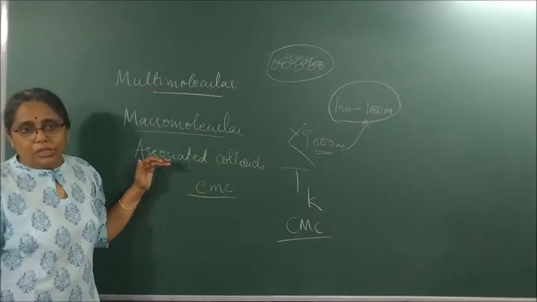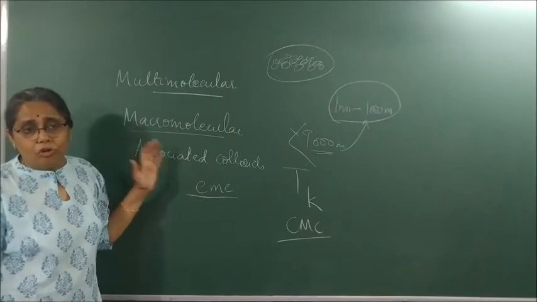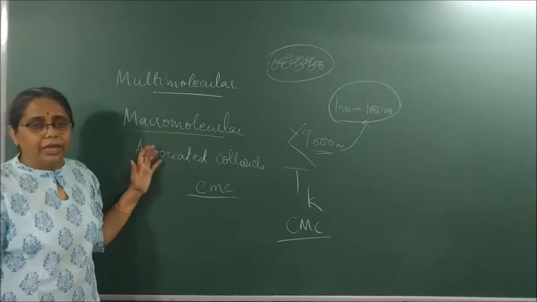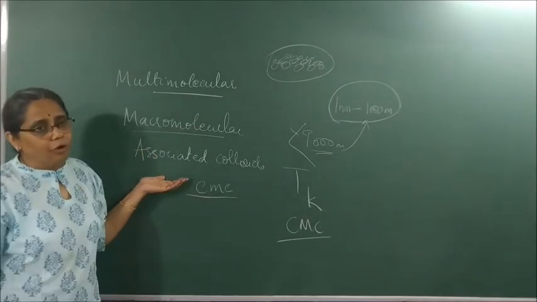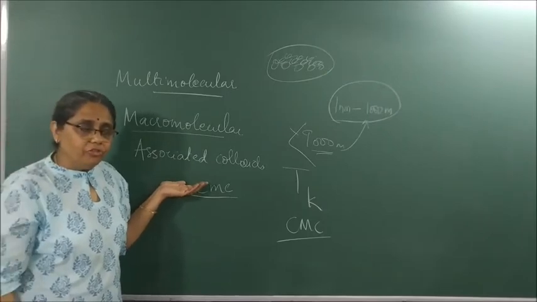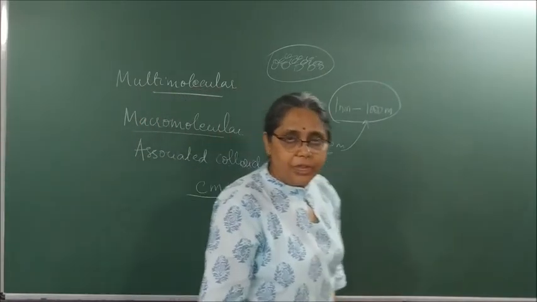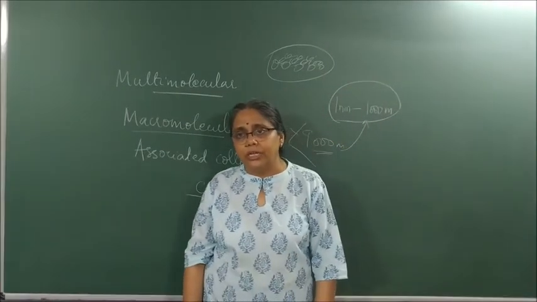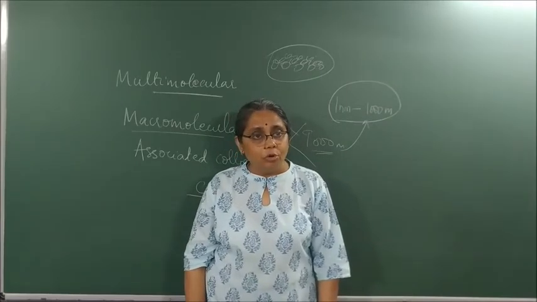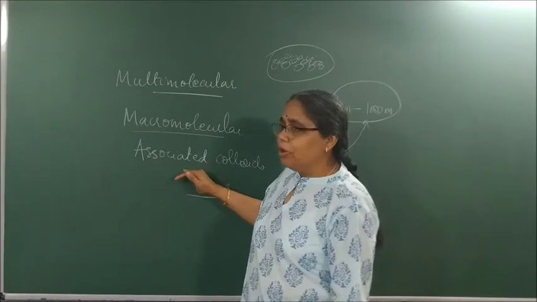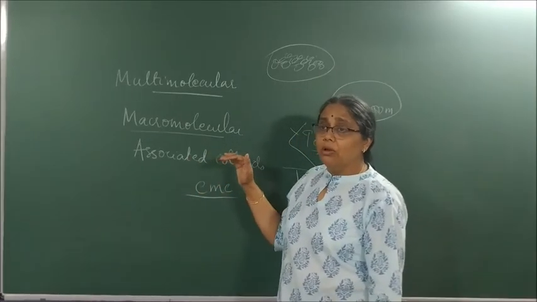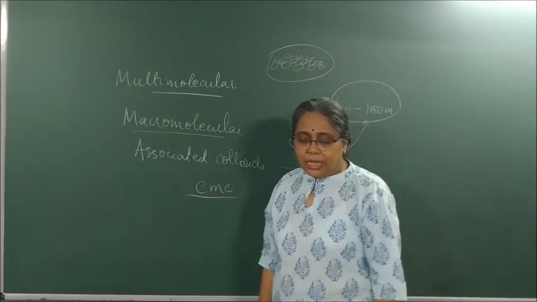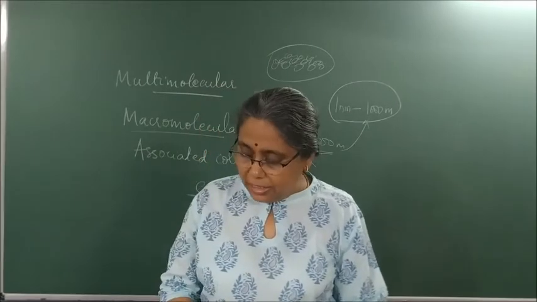Associated colloids are colloids which behave as strong electrolytes at lower concentration, but at higher concentration they tend to aggregate themselves and form micelles. The temperature beyond which they act as colloids is called the Kraft temperature, and the concentration beyond which they act as colloids is called the critical micelle concentration. Soaps and detergents are examples of associated colloids. They are also called micelles. Clear?